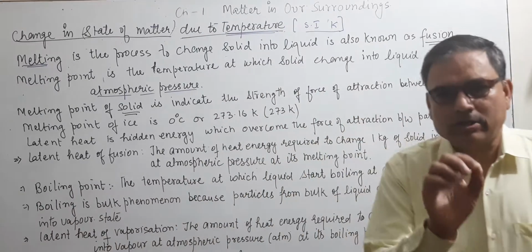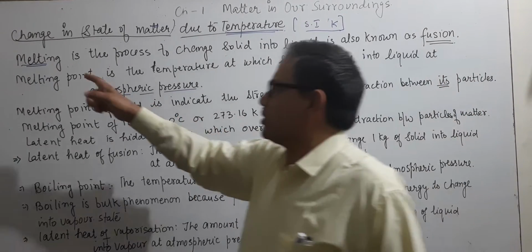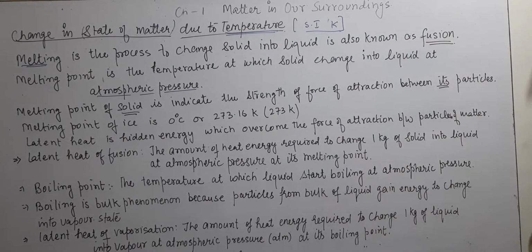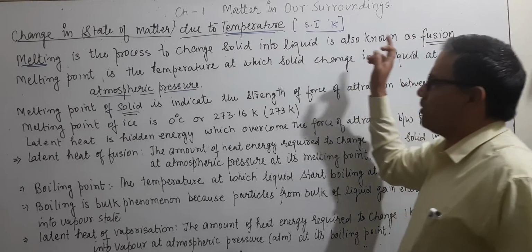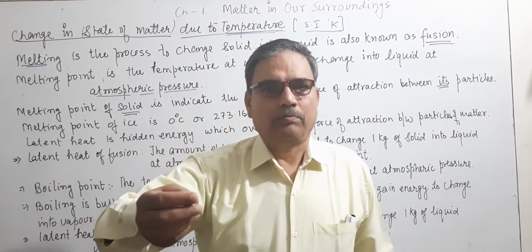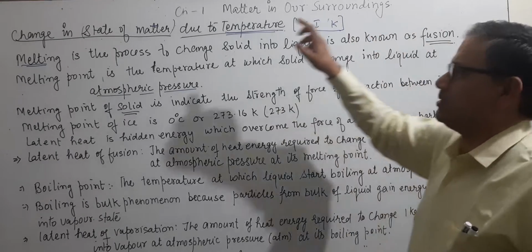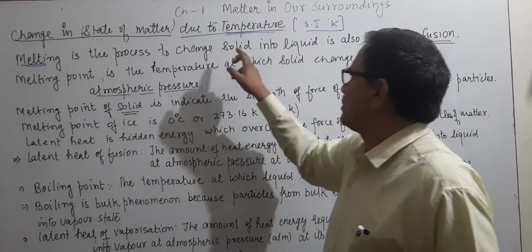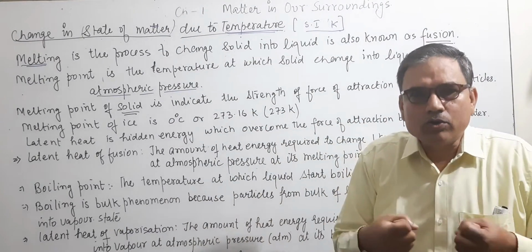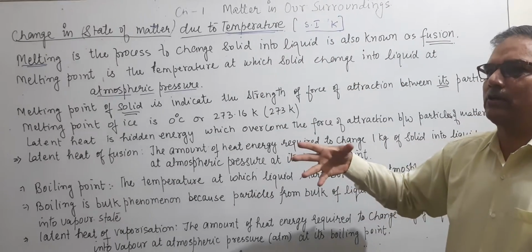Meaning, if a solid changes into a liquid, it is a process, and that process is called melting. This same melting process we also call fusion. It means melting and fusion both are the same process, in which a solid whose particles are closely packed is converted into a liquid, and the particles are very far from each other.